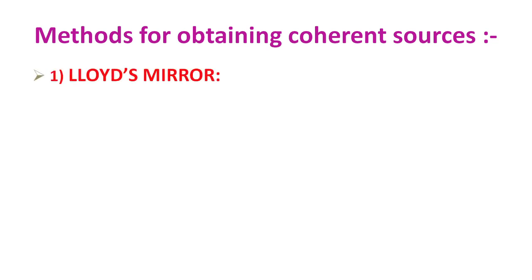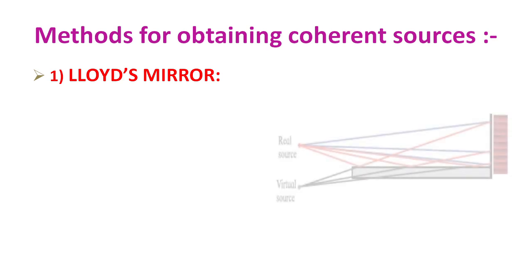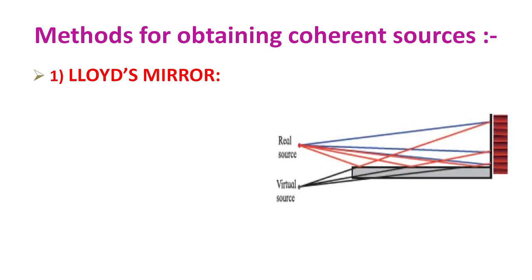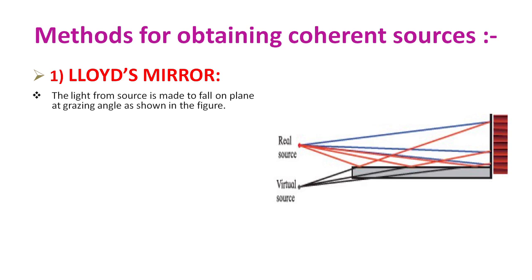Then next one is methods for obtaining coherent sources. There are two methods. First one is Lloyd's mirror. This one is the figure. Here in this figure there is a real source. The light coming from the source is made to fall on a plane mirror at grazing angle as shown in figure.